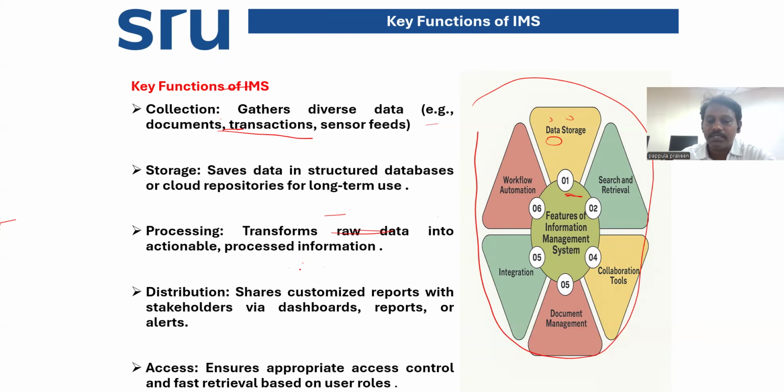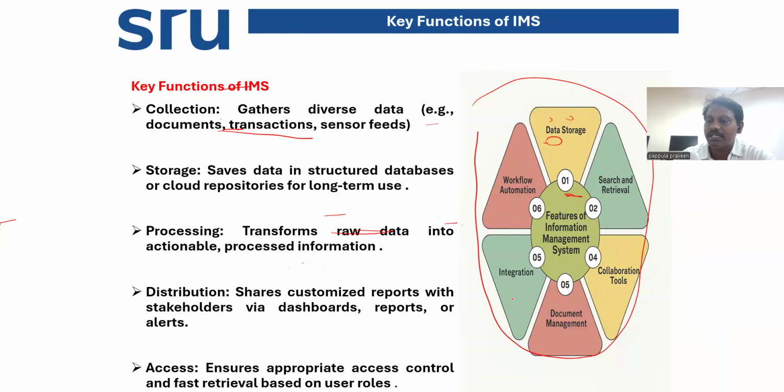Now, how to access? Ensure appropriate access controls and fast retrieval based on the user roles. The first one is data storage. We store the data, and for search and retrieval we have to use some searching concepts. We access the data from the data storages and collaboration tools. We have to collaborate one tool with another tool, like Java and Oracle being connected. Next is document management.